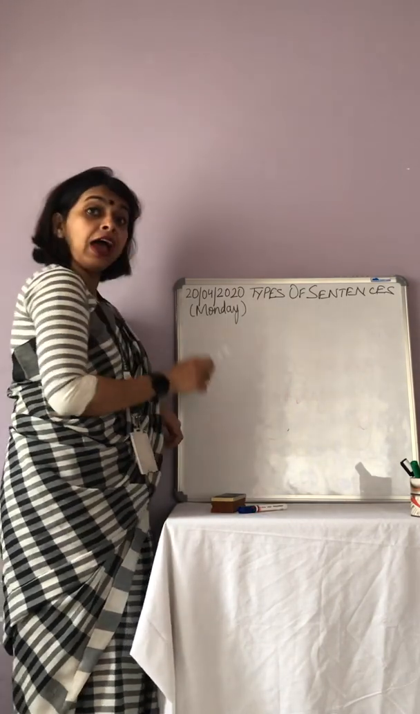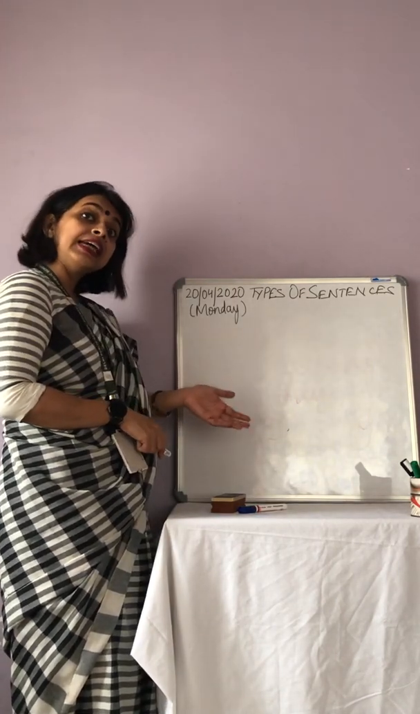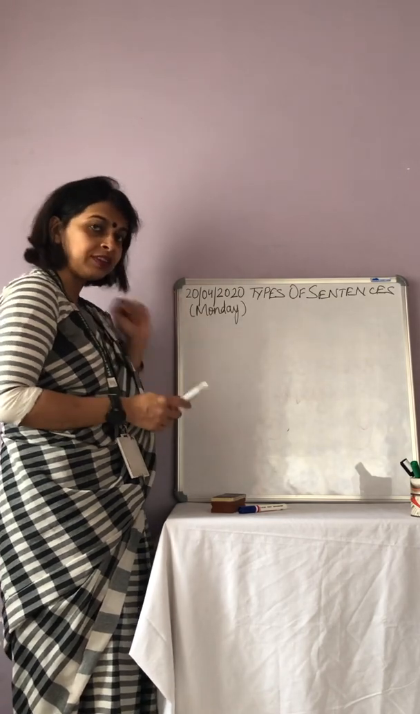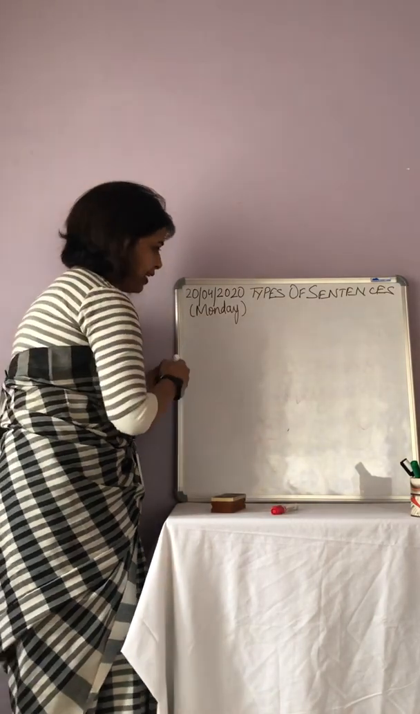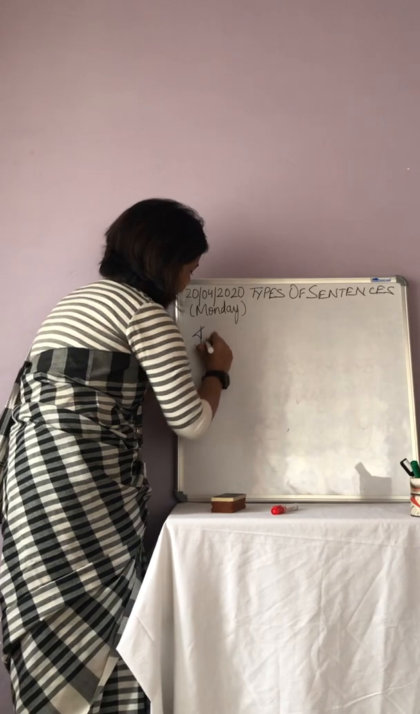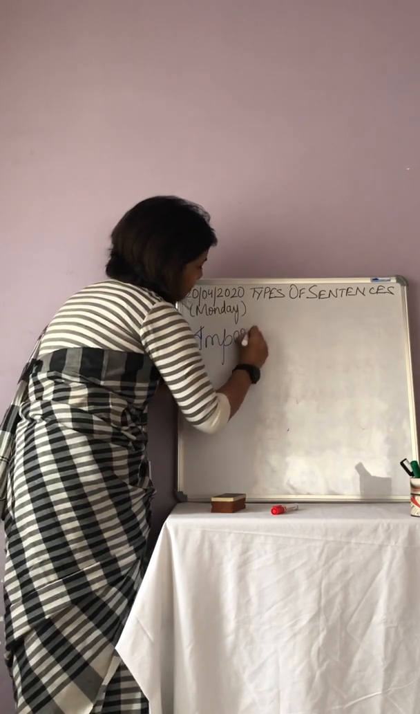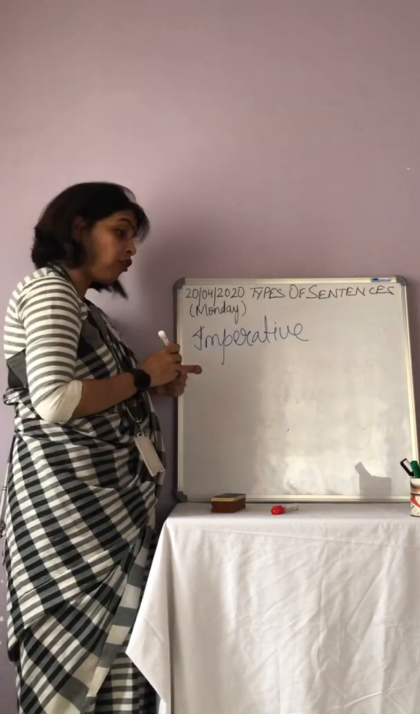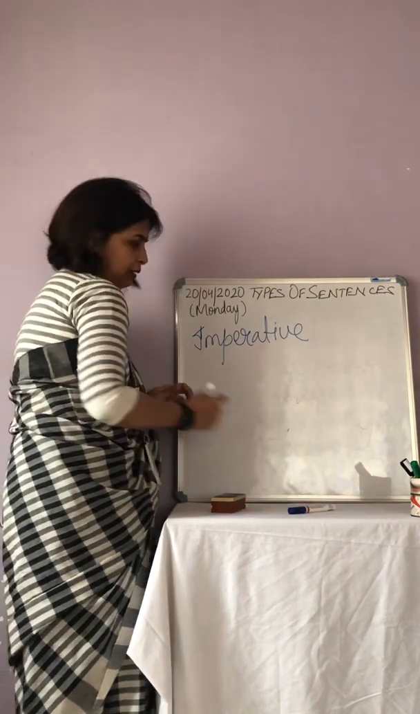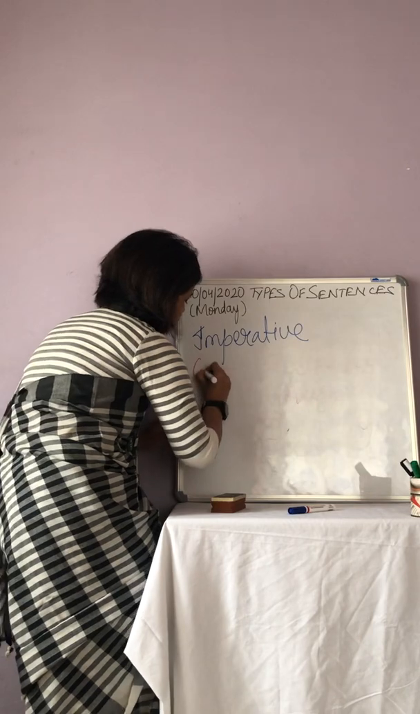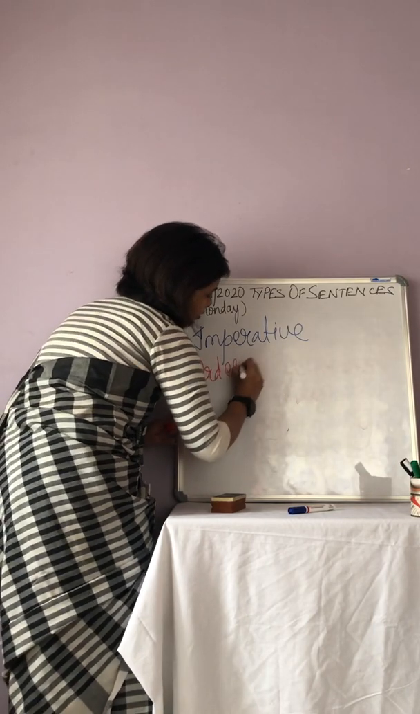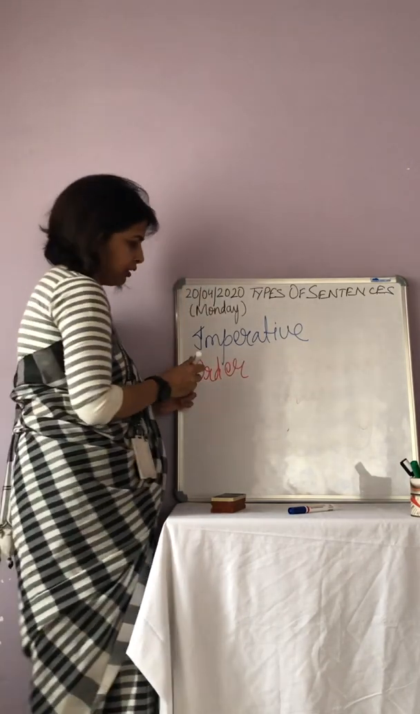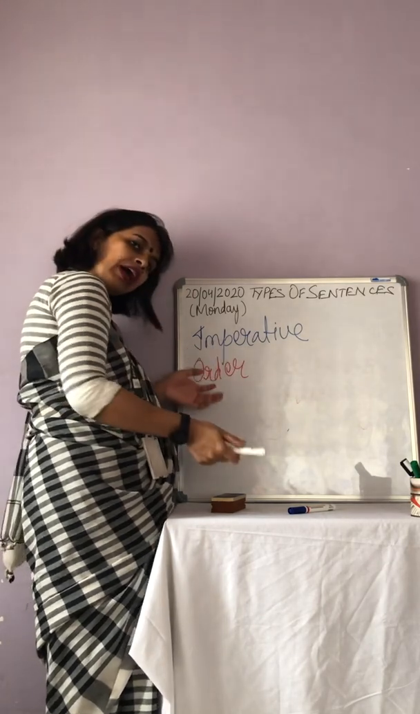Now, we are going to continue to the third type of sentences. What is that? Imperative, okay? Imperative. Now, imperative sentences are of three types. First, let us do order. What we know as order or a command. So, command is also the other word for order.